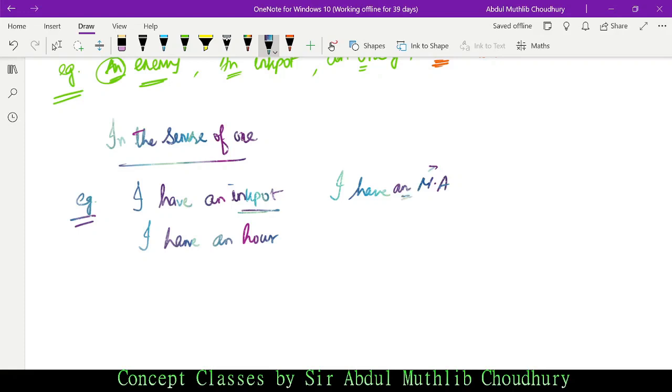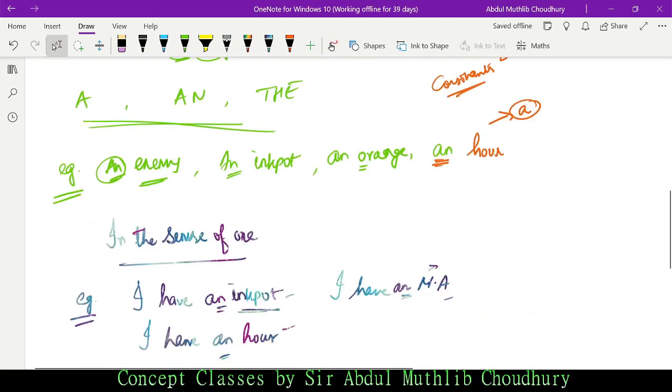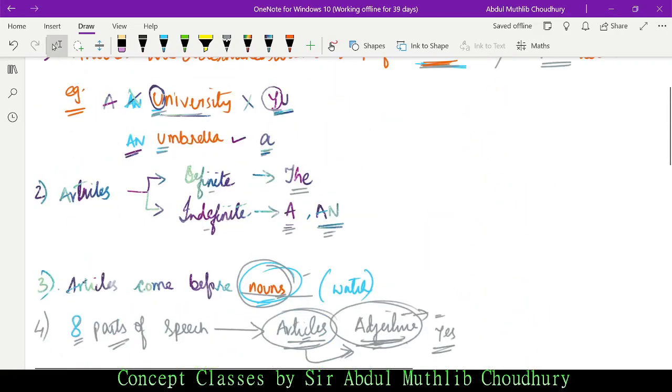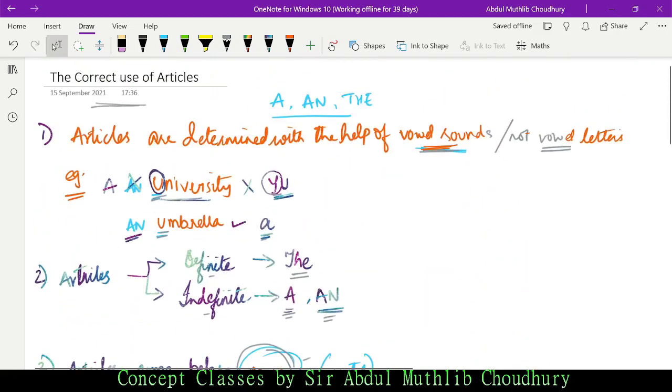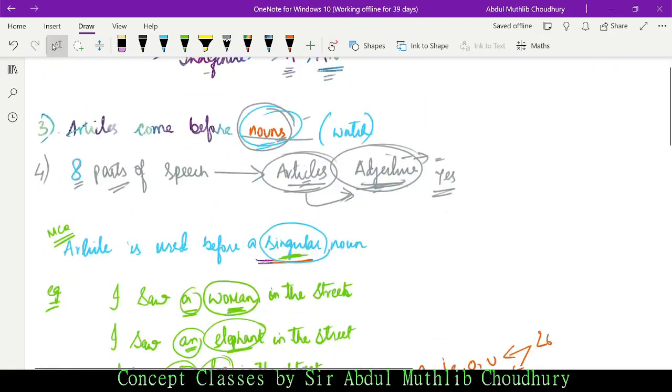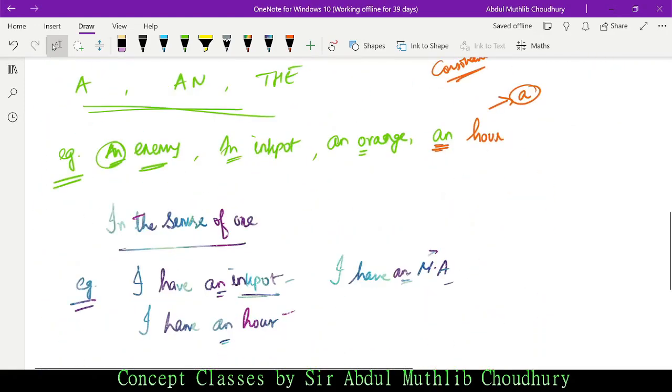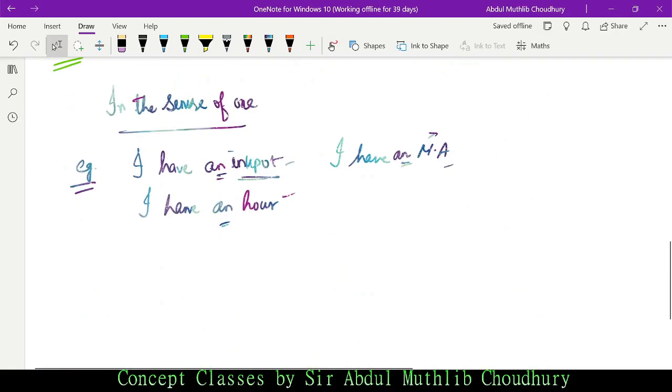Okay, I have to use an. Here again an. So are these all singular nouns? Yes. Okay, so that is why I have used an. The concept of articles is very simple. The main mantra behind learning the articles is that you should always consider vowel sounds. Once you get a grip on vowel sounds, no one can stop you from deciding between a and the.